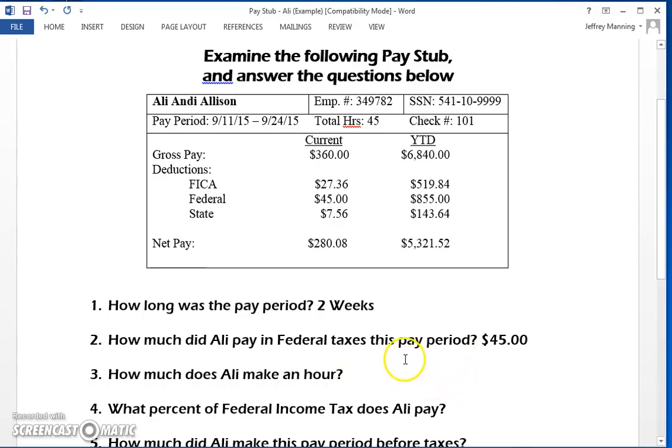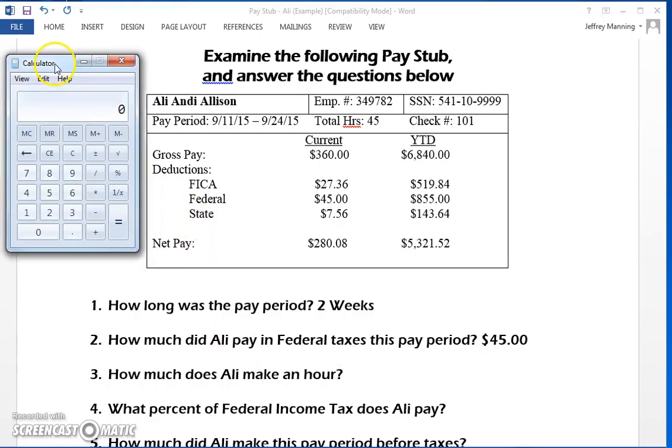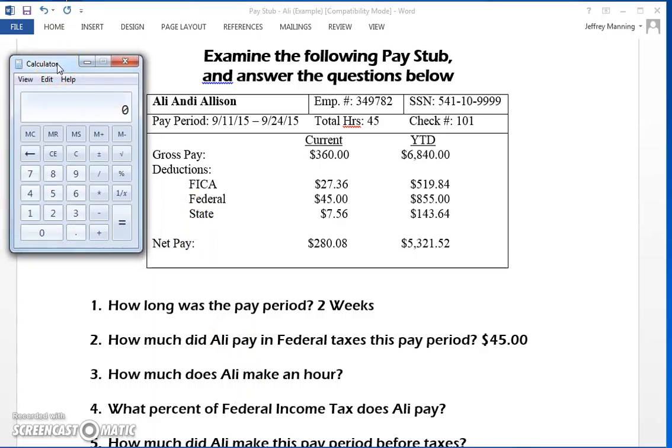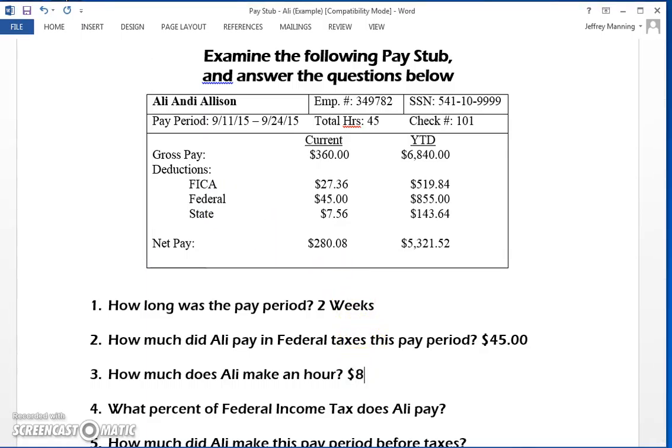Pretty easy. How much does Allie make an hour? Okay, so now here comes the math, right? I've got my handy dandy calculator available. To find out how much she makes per hour, we have to determine first her gross pay. Gross pay is the amount of money she earned before taxes, and we are going to divide that by the number of hours she worked, which is right here. So I'm going to put in her gross pay, $360, and divide that by 45 because she worked 45 hours. And we find out that she gets $8 an hour. So I'm going to put that right here, $8.